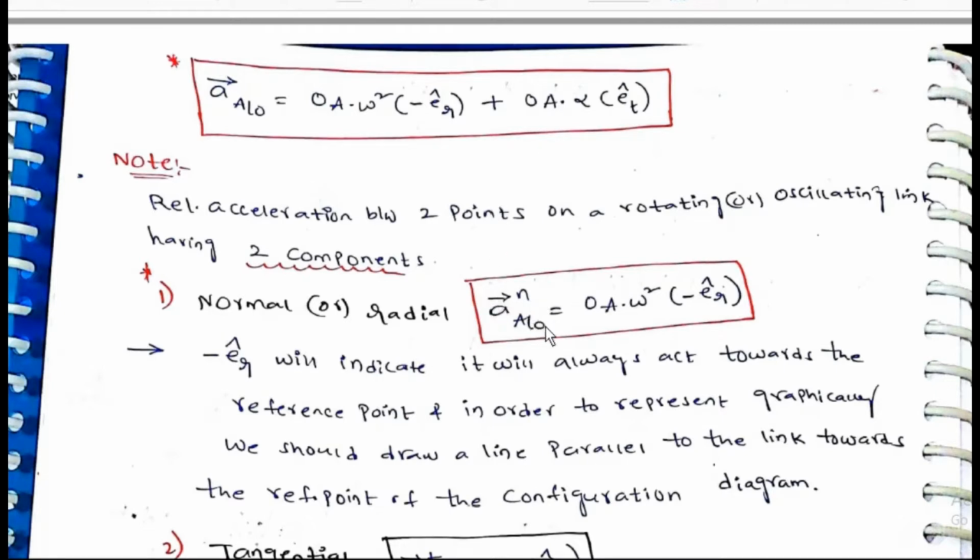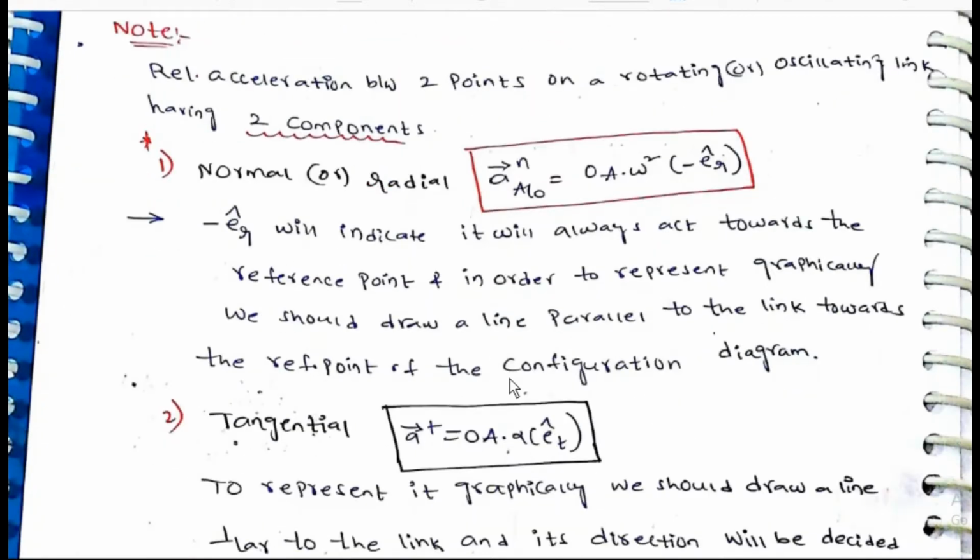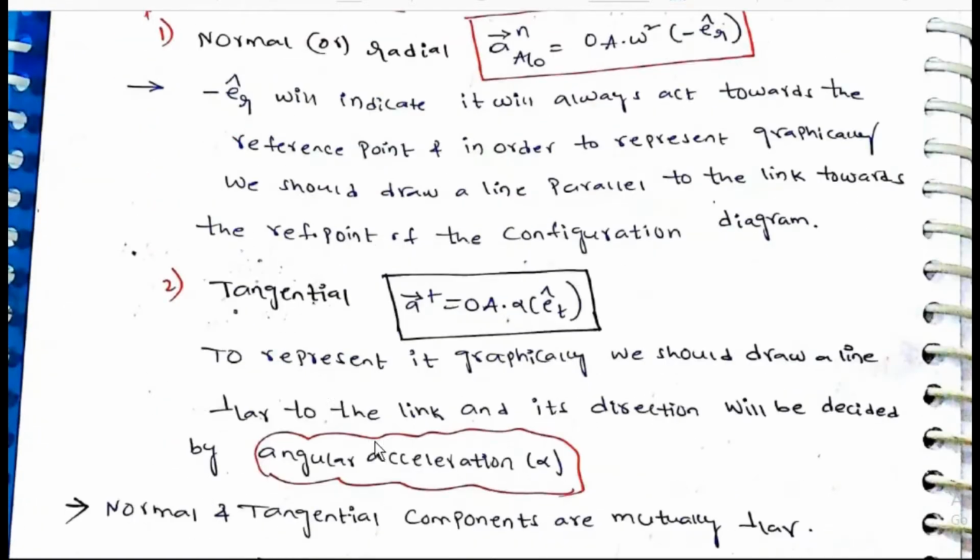The normal component, A bar A by O n, is equal to OA omega square, minus ER cap. The minus ER cap will indicate it will always act towards the reference point, and in order to represent it graphically, we should draw a line parallel to the link towards the reference point of the configuration diagram.